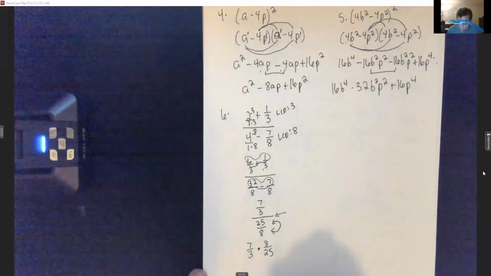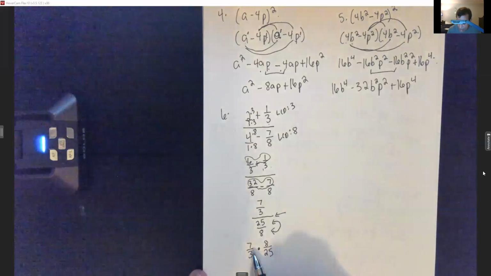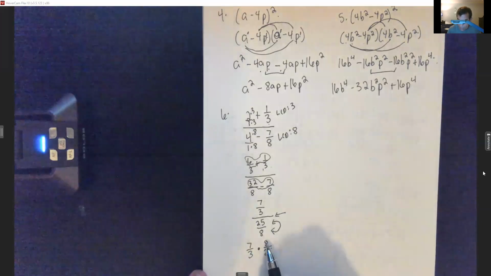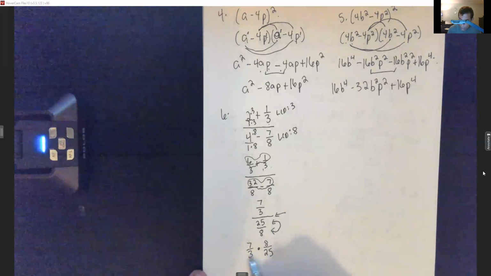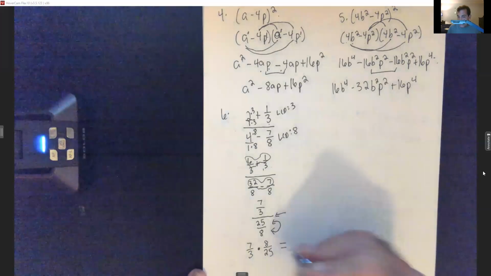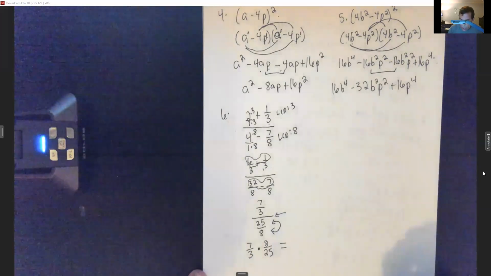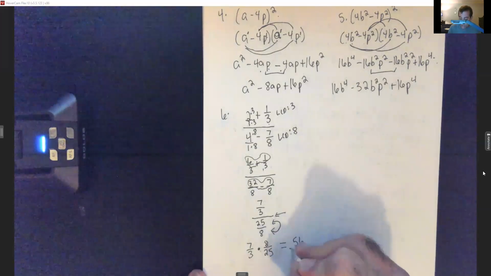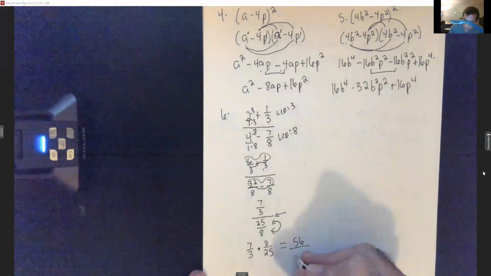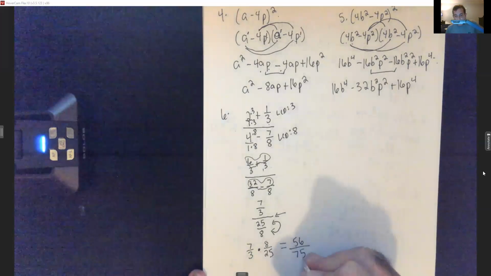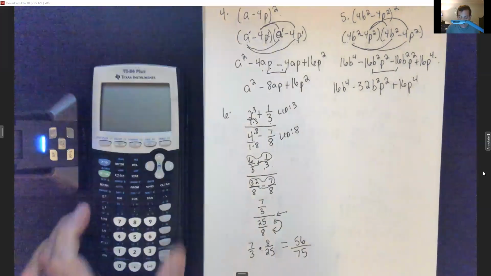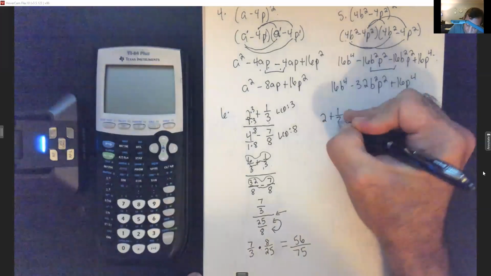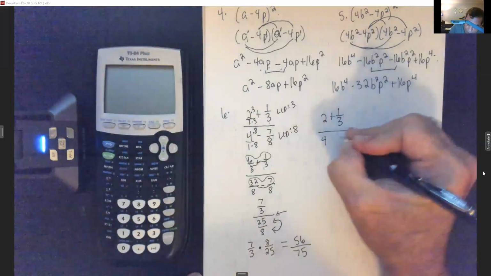Now, you can reduce before you multiply, but since the 7 doesn't reduce with the 3 and 25, and the 8 doesn't have any factors that reduce with the 3 and the 25, once you multiply straight across, you're done. So 7 times 8 is 56 all over 3 times 25, which is 75.